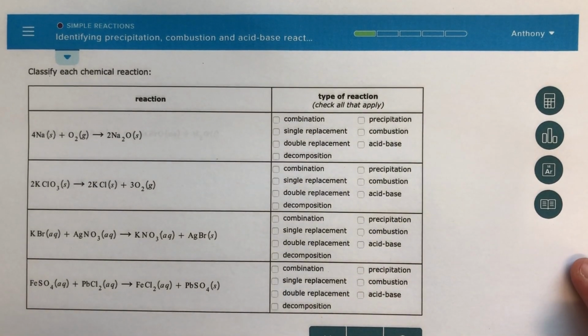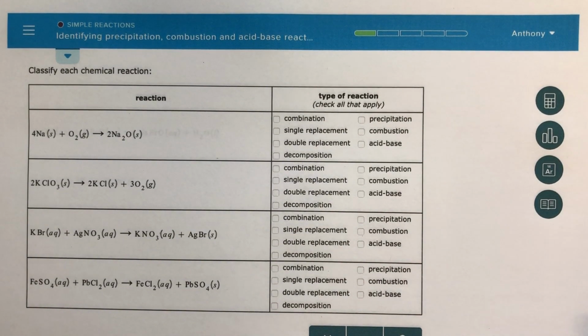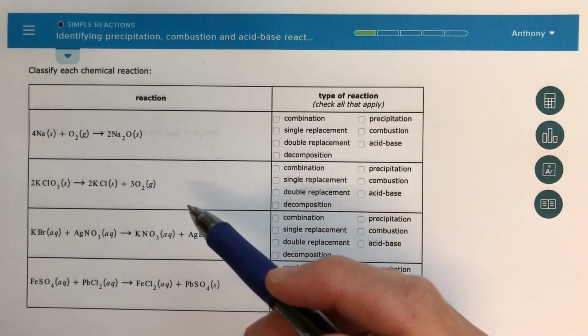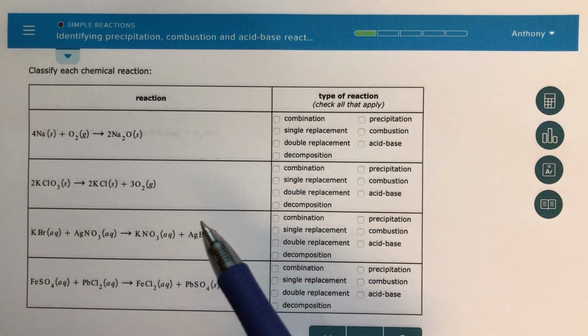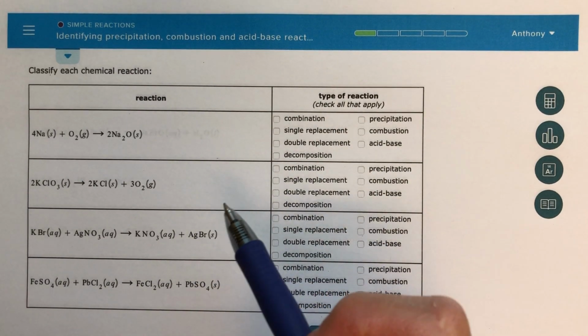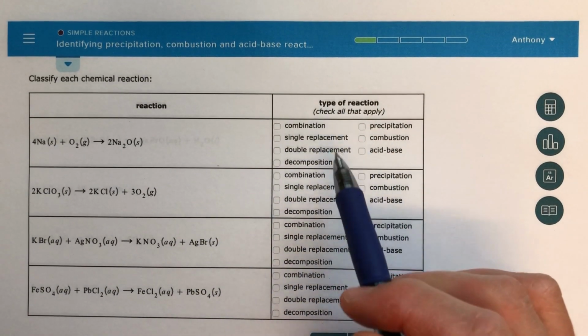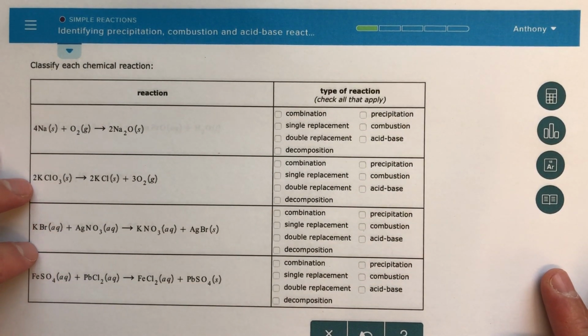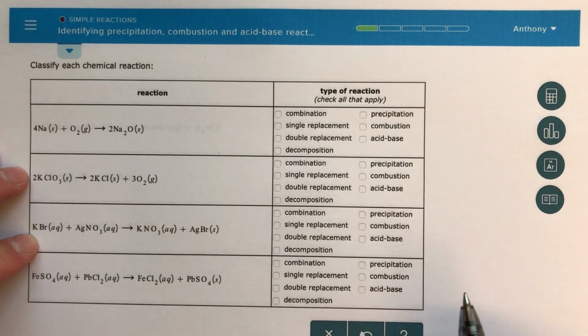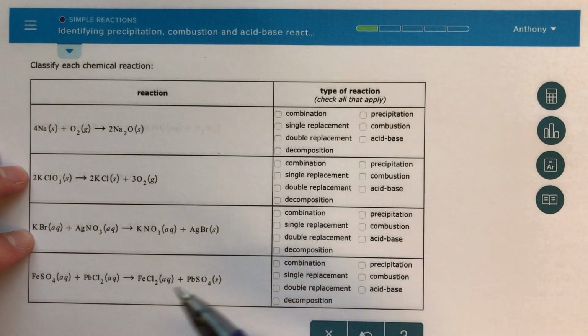All right, welcome back. So this is another ALEKS topic. This topic is called Identifying Precipitation, Combustion, and Acid-Base Reactions. This is a really nice topic to give us an introduction to looking at chemical reactions, starting to classify them, and trying to pick out what the important information is. So what's confusing, I think, about this topic is that it's a check-all-that-apply sort of situation, which looks more daunting and confusing than it actually is. So don't get too stressed out. So let's go ahead and get into it.